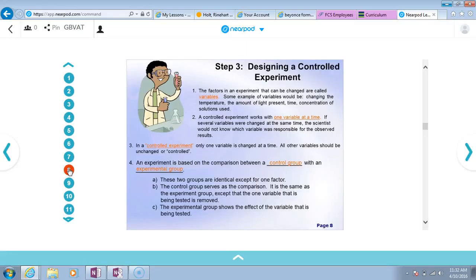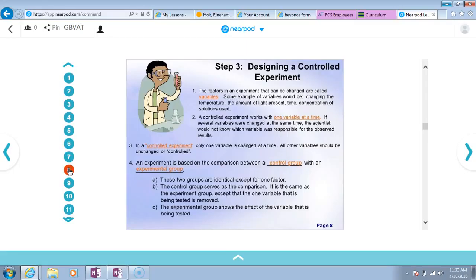Number 3, in a controlled experiment, only one variable is changed at a time. All other variables should be unchanged or controlled. So again, all other variables should be unchanged or controlled. But some of these variables we can change, for example, like I said, temperature, the amount of light present, time, concentration. Those are variables that can be changed.